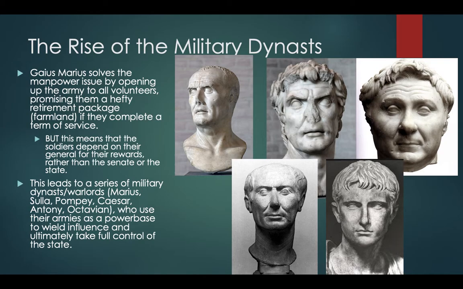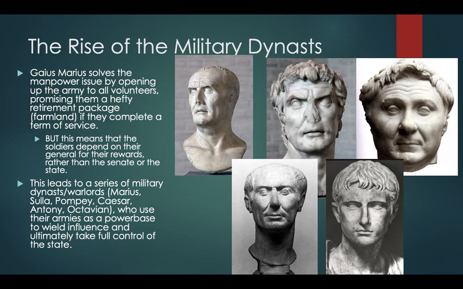So it finally gets to a point where Rome, with all the wars it has going on, because they're fighting a war every year, finally solves the manpower issue, specifically Gaius Marius, who's the guy in the top left, by opening up the army to all volunteers, which basically means the urban poor. And he promises them a hefty retirement package, land, if they complete a term of service, and obviously if they survive. What this really means is that now the soldiers are dependent upon the general to get their rewards instead of the Senate or the state. So their loyalty moves less from Rome and more towards whoever their general is.